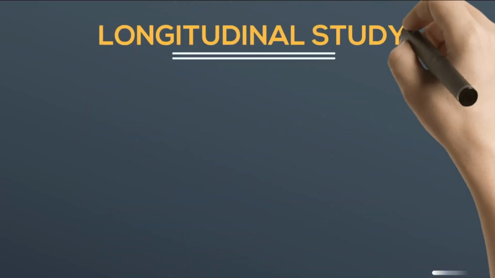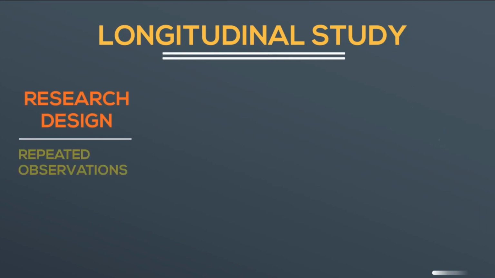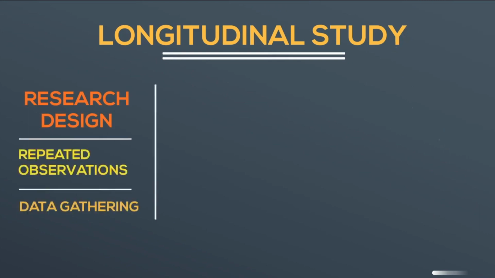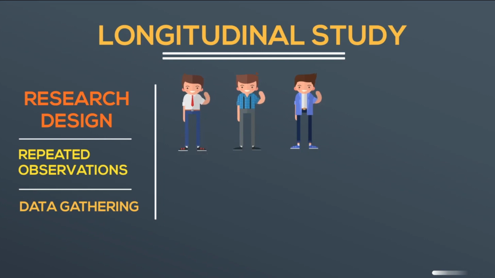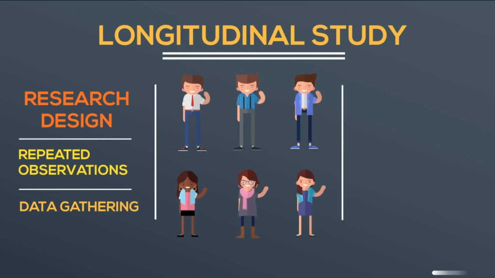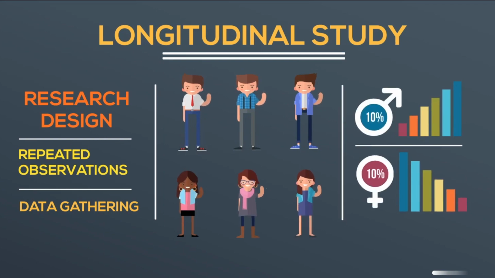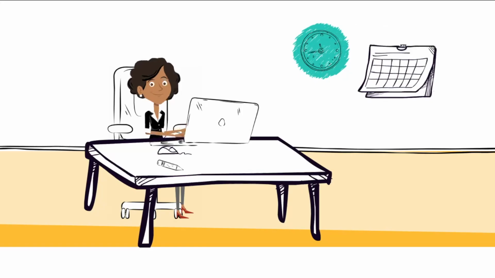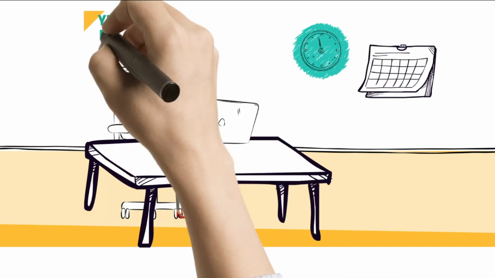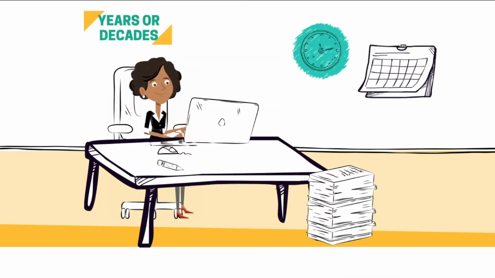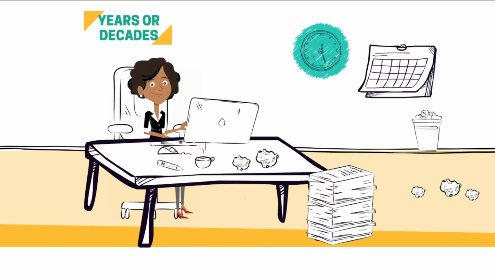A longitudinal study is a research design that involves repeated observations and data gathering of the same variables, for example people, over short or long periods of time. Longitudinal research projects can extend over years or even decades. It is often a type of observational study, although they can also be structured as longitudinal randomized experiments.